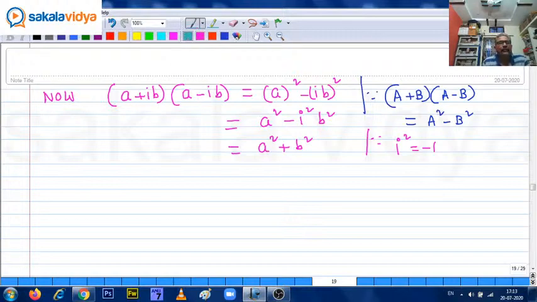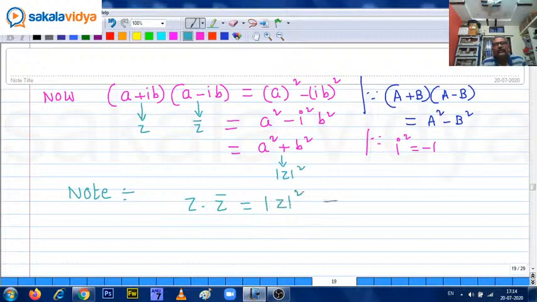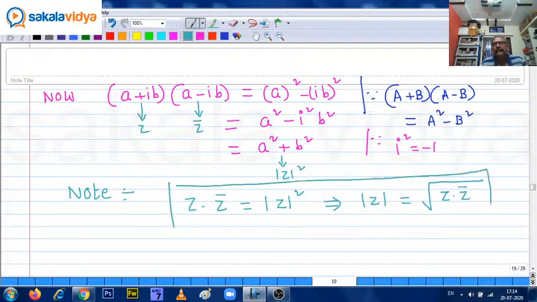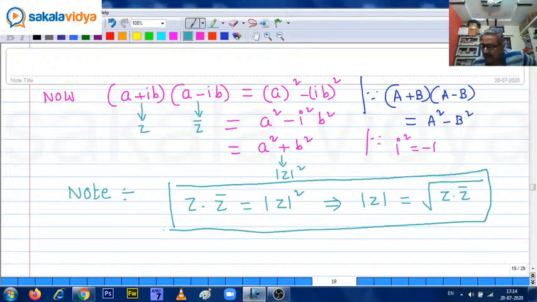We get one important note. For example, this is z. We know this is the conjugate complex number. This will be the mod z square. Therefore, z into z bar is equal to mod z square. Or mod z is equal to root of z into z bar. This is very, very important concept we derived.